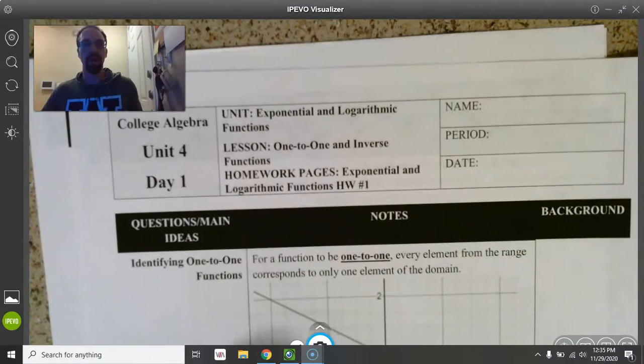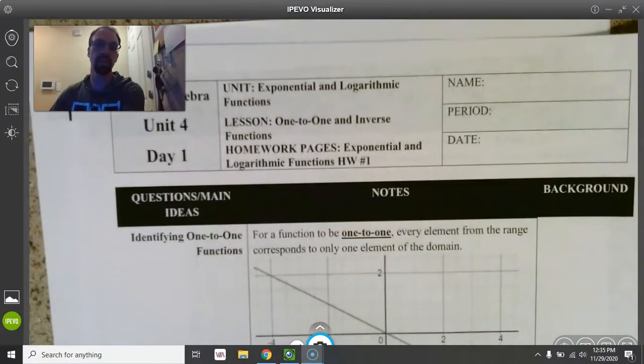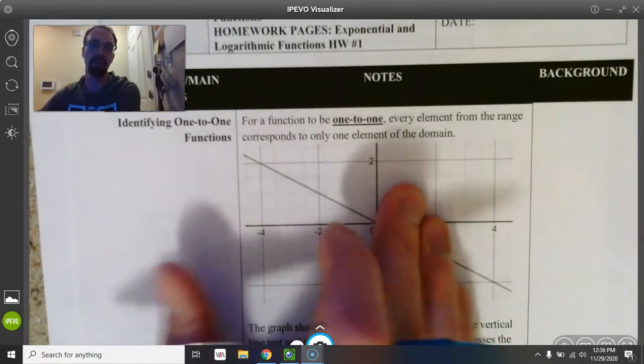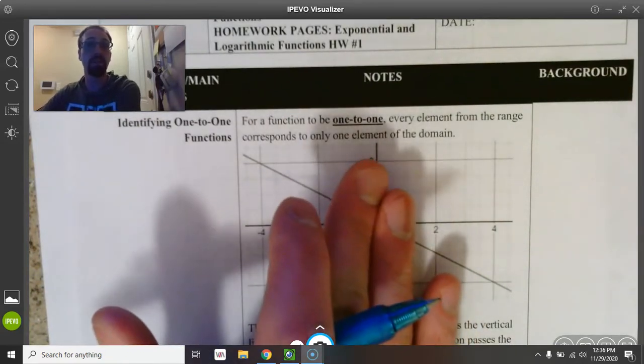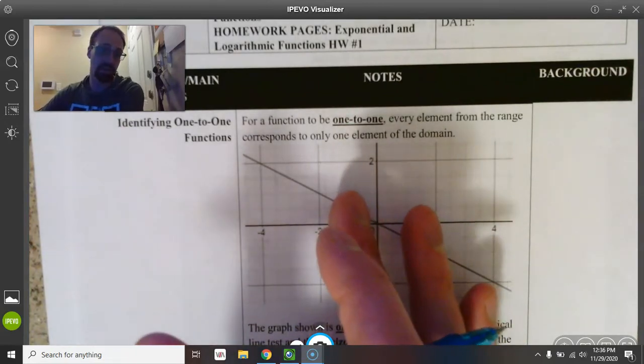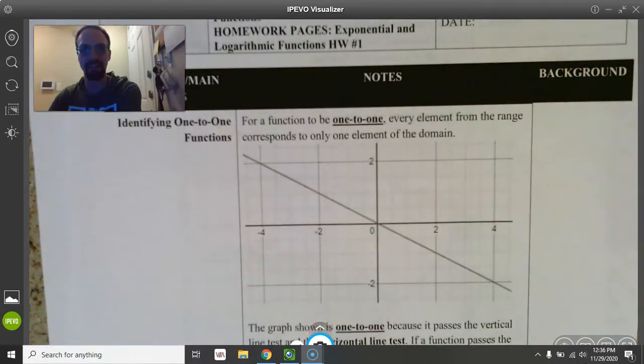In Unit 4 we're going to talk about exponential and logarithmic functions, starting with one-to-one functions. One-to-one functions are where every element from the range corresponds to only one element of the domain, and vice versa. So for a function to be one-to-one, each x input gives us a unique y output, and each y input gives us a unique x output. So there is no repetition between the numbers.